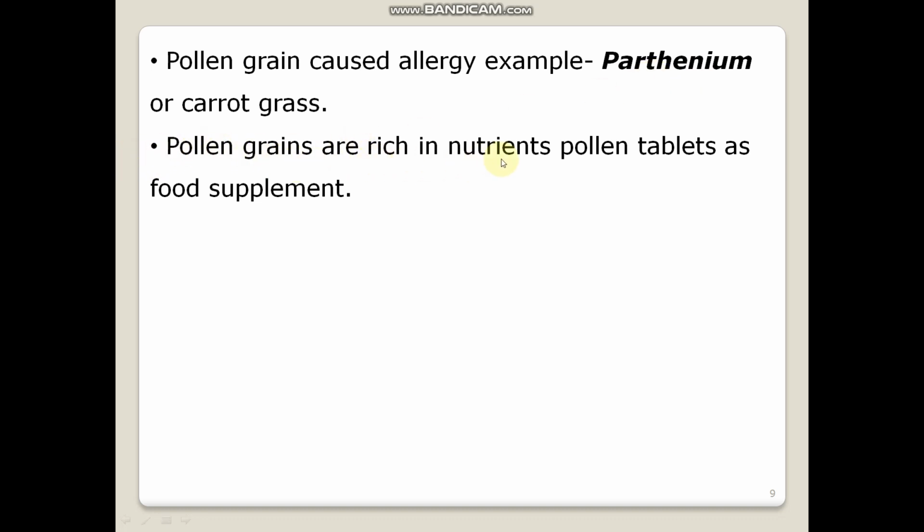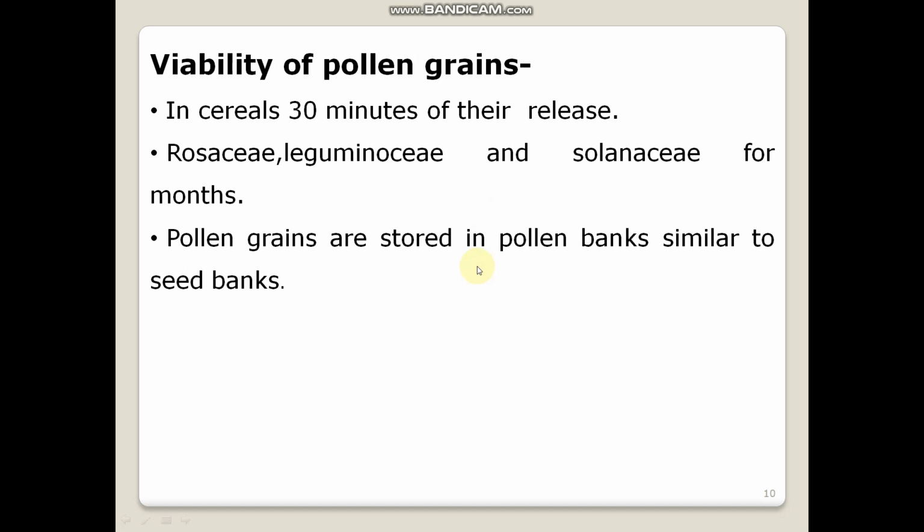Pollen grains are rich in nutrients. Pollen tablets are taken as a food supplement. People are taking tablets as a food supplement. You know that pollen grains are rich in nutrients. Honey is made from the pollen, right?